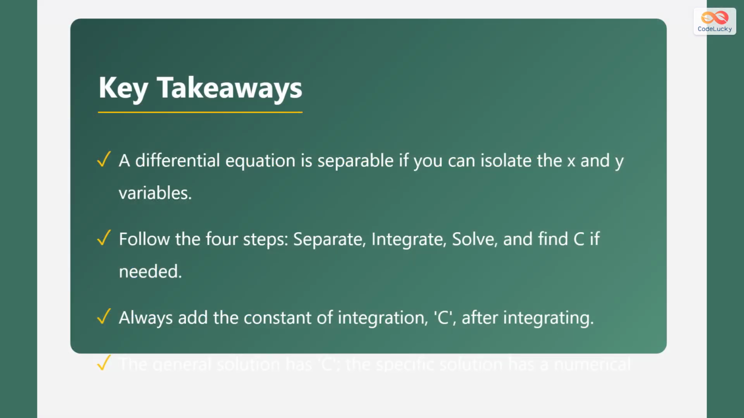To summarize, a differential equation is separable if you can split the variables. The process is to separate, integrate, and then solve for y. Always add the constant of integration, c, right after you integrate. This c is what makes the solution general. Using an initial condition allows you to find a specific value for c, giving a specific solution.